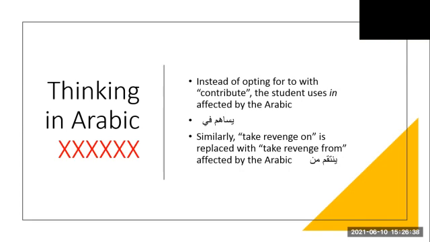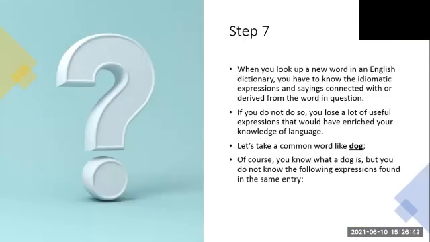Step 7. Now, when you look up a new word in an English dictionary, you have to know the idiomatic expressions, idioms, all the idioms. And I'm sure you know the idioms. And you keep memorizing the idioms. And the sayings like proverbs وأمثال وأقوال وحاجات كده. So once you look in the dictionary, go on, read. Find all the idiomatic expressions related to this word. Of course, idiom is the noun, idiomatic is the adjective. Because if you do not do this, you're losing a lot of useful expressions.